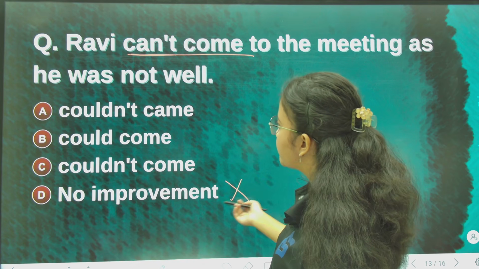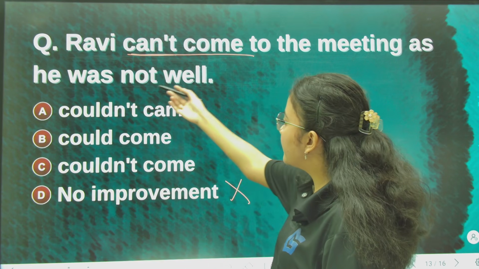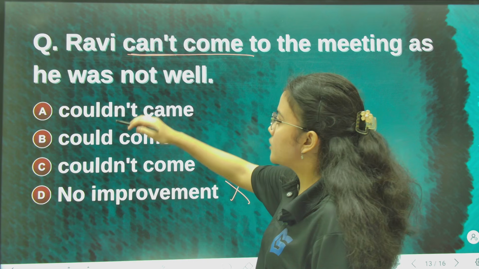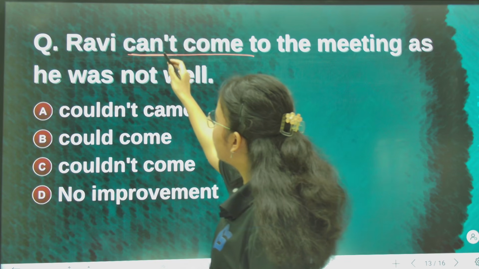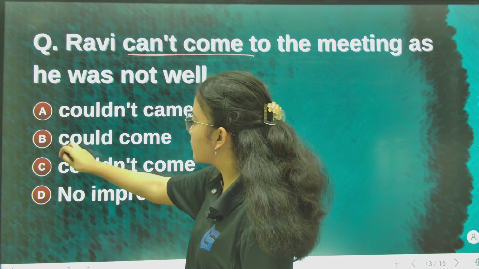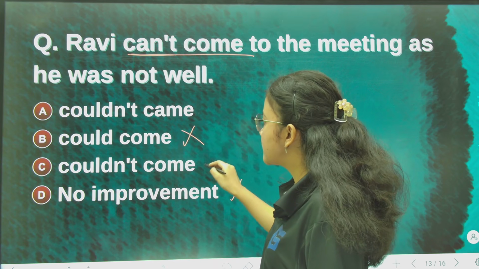So option D is clearly not right. The context is past tense. So Ravi can't, or in past tense, would be couldn't. Okay, couldn't. So it is negative, so it has to be negative. Could come is positive, there is no negative, so this will be wrong. So what is left is A and C.